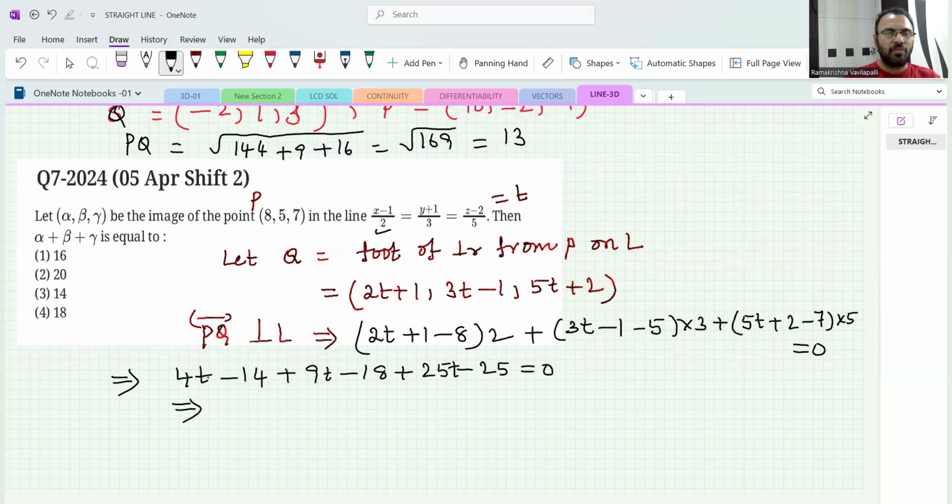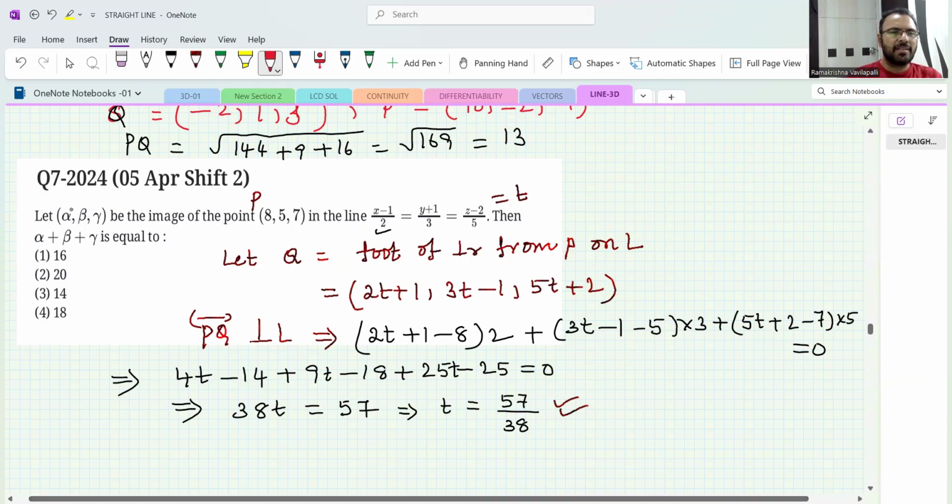25 plus 9, 34 plus 4, 38t. And it is minus 25 minus 18, minus 43, minus 43 minus 14, minus 57. This is equal to 57. Oh, I got very different values. Let me check once. We got the value of t is equal to 57 by 38.